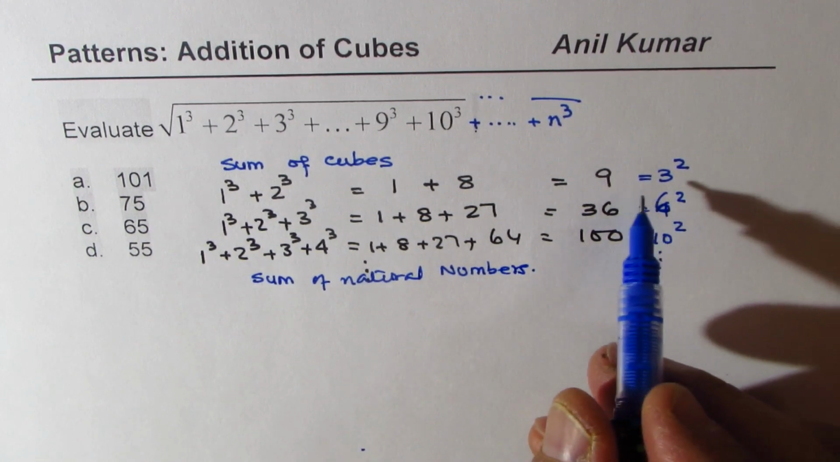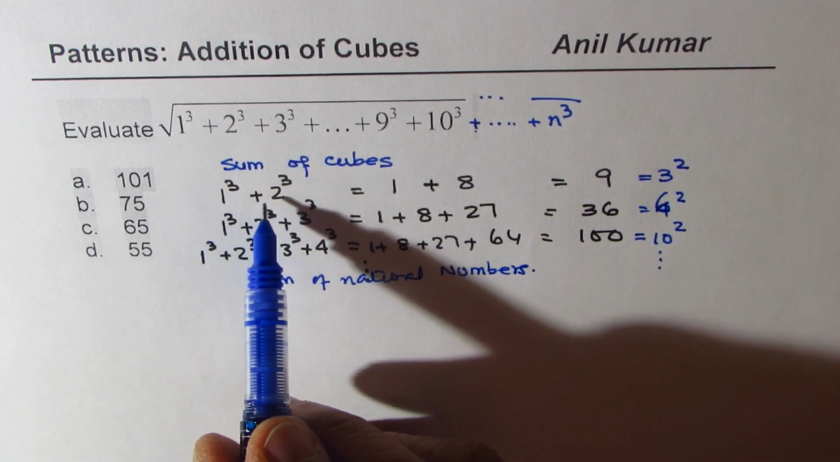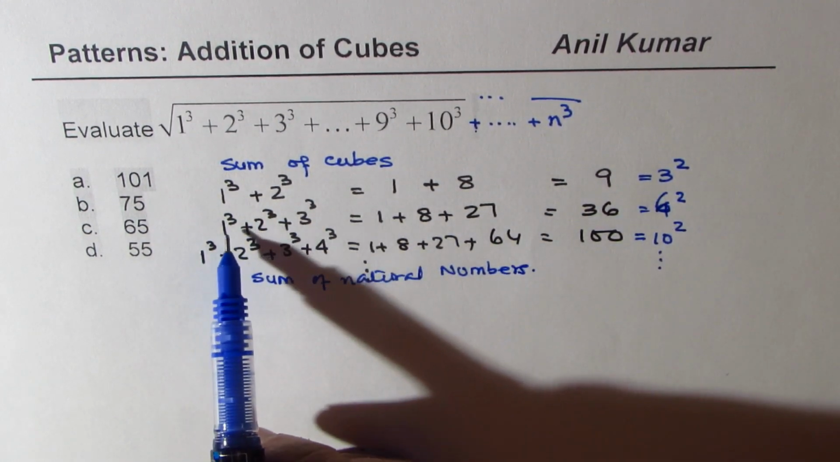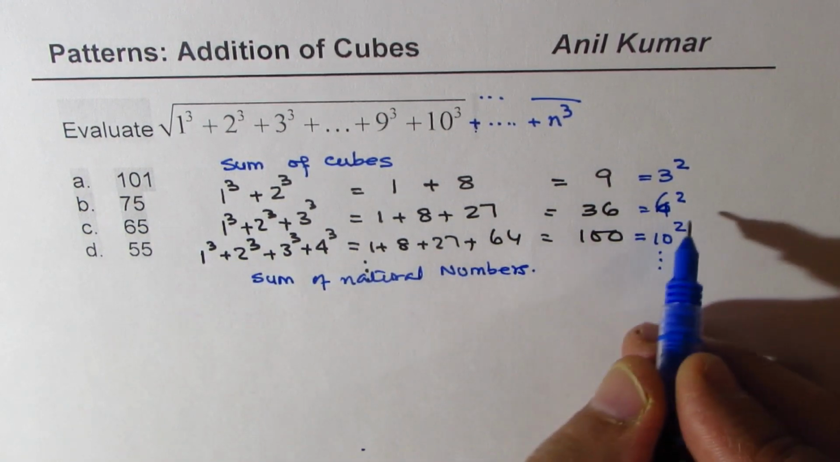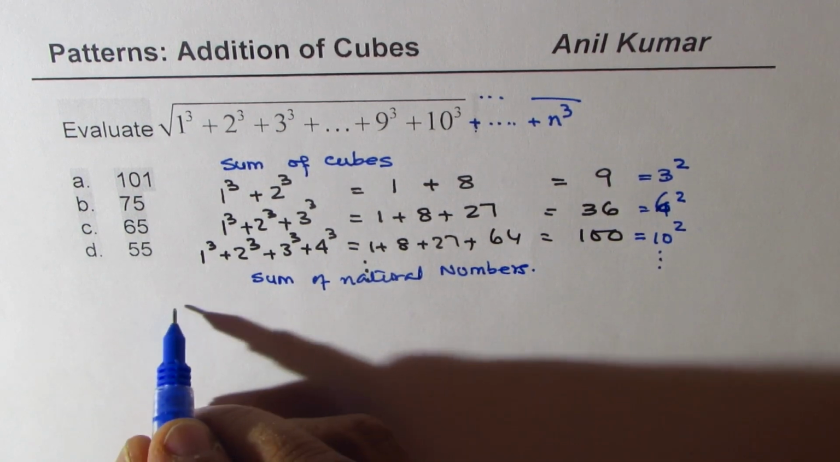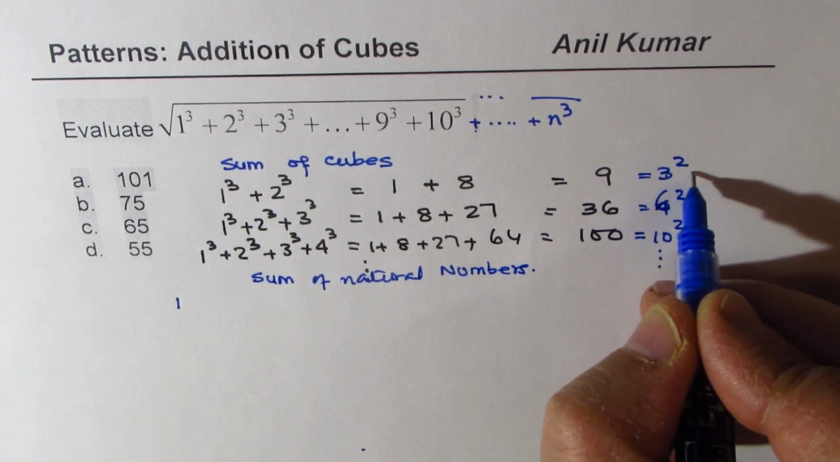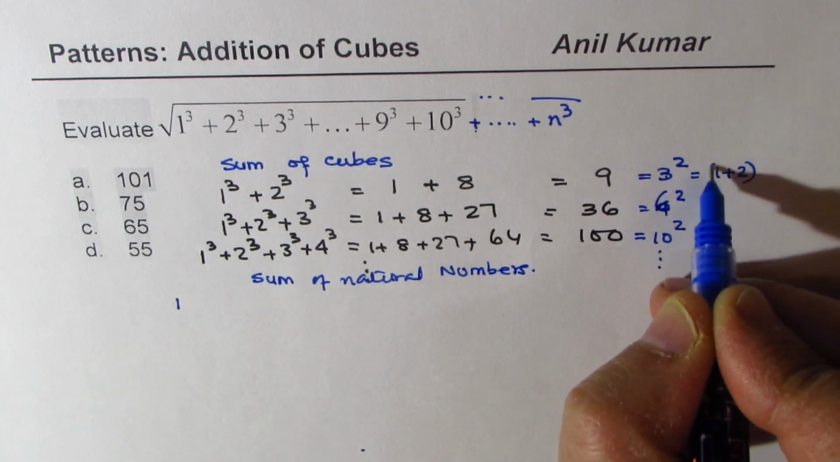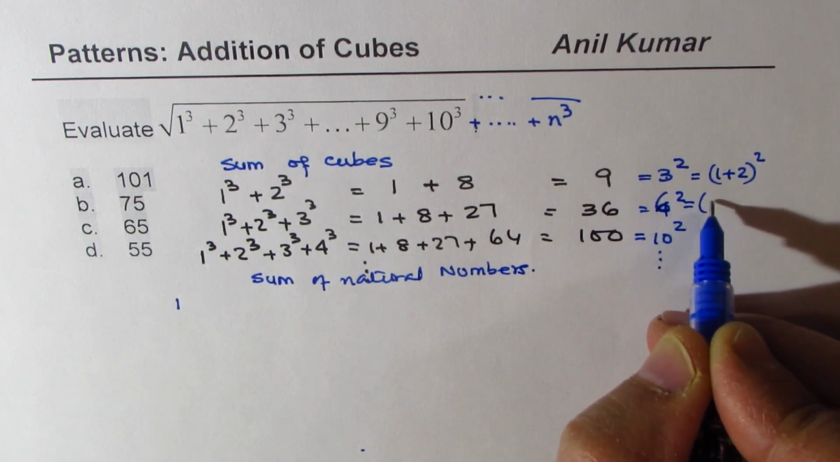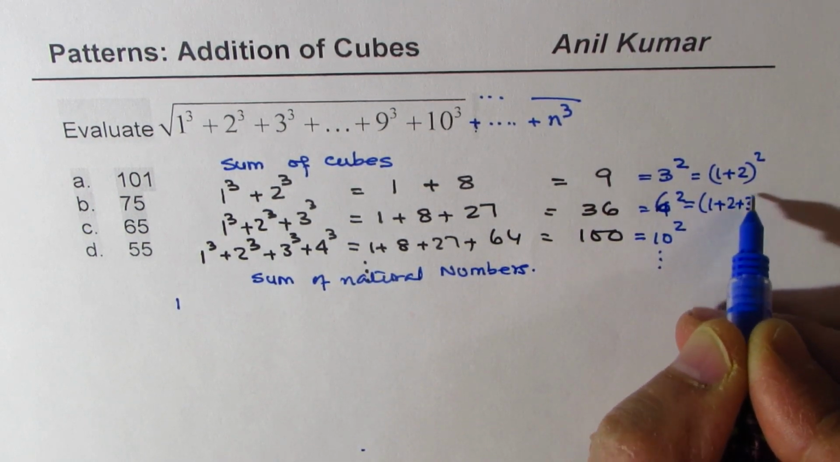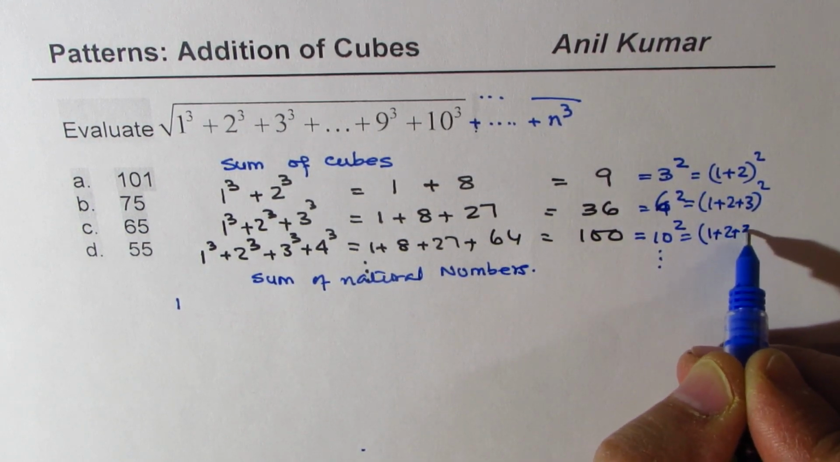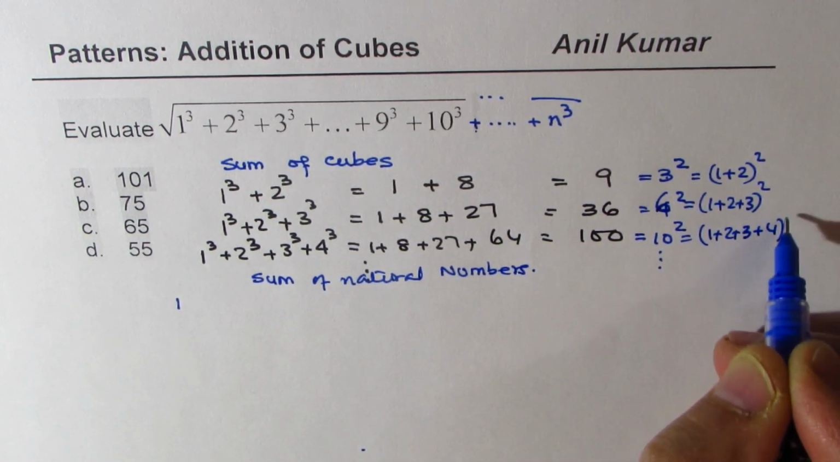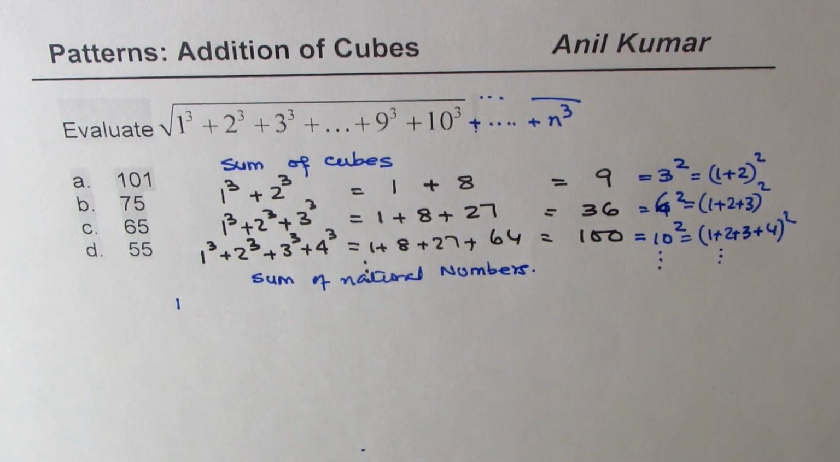Very important, right? So these numbers: 1 plus 2 is 3, right? 1 plus 2 plus 3 is 6. That means the first term we could write as 1 plus 2 whole square. Do you see that? And 36 could be written as 1 plus 2 plus 3 whole square. And 100 could be written as 1 plus 2 plus 3 plus 4 whole square, and so on.